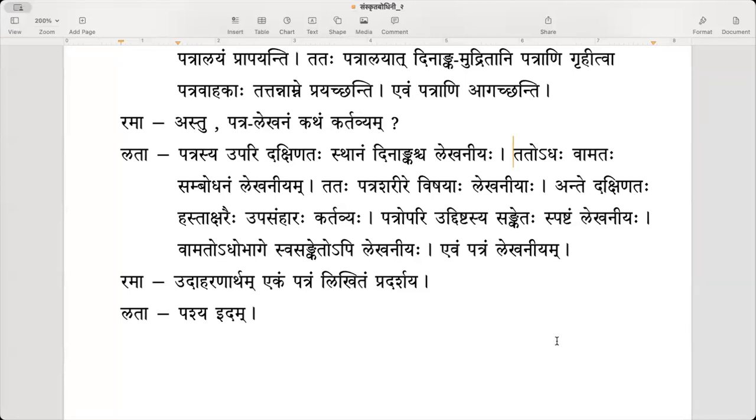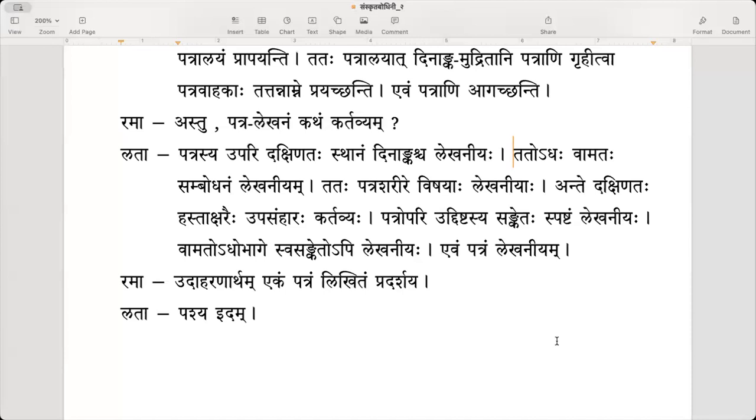Tataha adaha vamataha sambodhanam lekhaniyam. So after you write your sthanam dinanka lekhanat param, adaha, down below, you address, sambodhanam lekhaniyam. Addressing, right? So vamataha, to the left side, you say, dear someone. Priya, mitra, ityadikam. So, sambodhanam lekhaniyam. Who it is addressed to, that address has to be written.